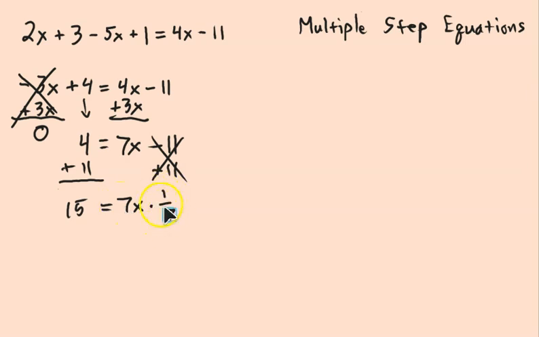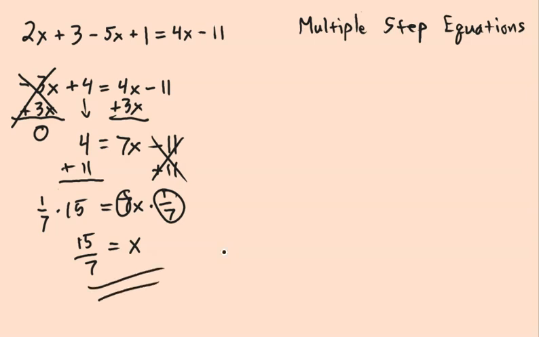And if I multiply by 1/7 over here, I have to multiply by 1/7 over here. So 7 times 1/7 equals 1. It cancels out, and all we have left is the x. 15 times 1/7 is 15 over 7, and we cannot reduce that fraction. And so our final answer is x is equal to 15 over 7.